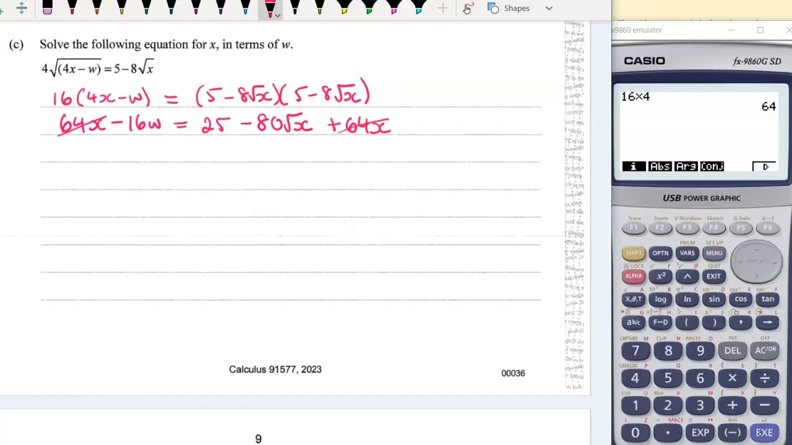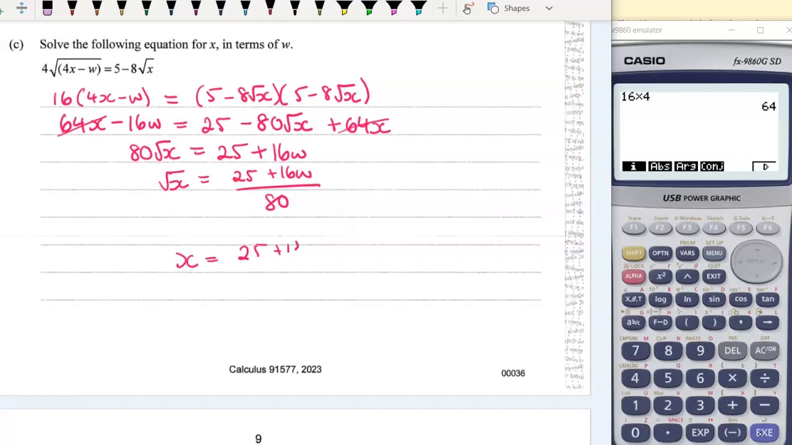Bring the x over to the left, and we've got 80 root x. And take the minus 16w over to the right to make it a plus 16w. Root x is then 25 plus 16w over 80. So x is 25 plus 16w over 80, squared.